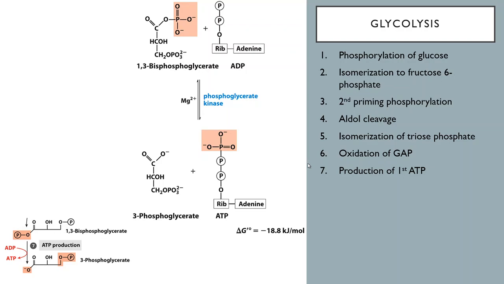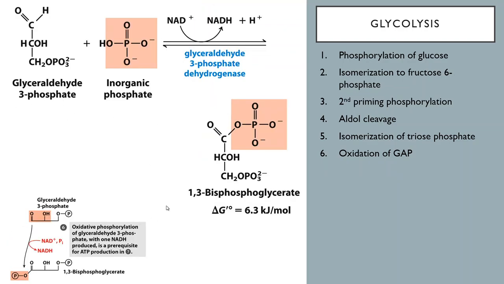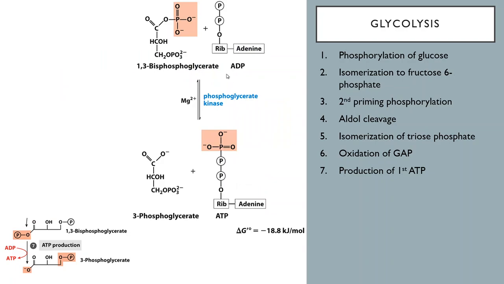So the next step is the production of our first ATP molecule, which the second phosphorylation, or oxidation, of glyceraldehyde 3-phosphate was necessary for. Now we have an enzyme called phosphoglycerate kinase, which will take this bisphosphoglycerate that we made last time and a molecule of ADP, so this is ADP here, and it takes that phosphate from here and moves it over to ADP to make ATP.